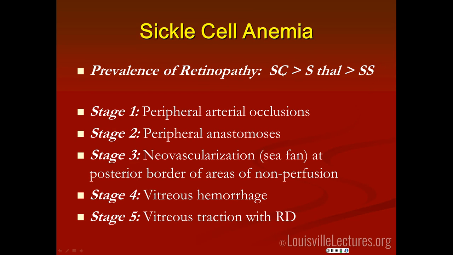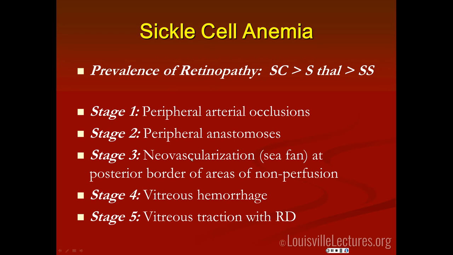But this also has stages, so stage 1 through 5. Stage 5 in anything in ophthalmology is always the worst. It's always retinal detachment with traction. And right before that, stage 4 is always vitreous hemorrhage. But here, the first thing you'll see is arterial occlusions and then peripheral anastomoses.